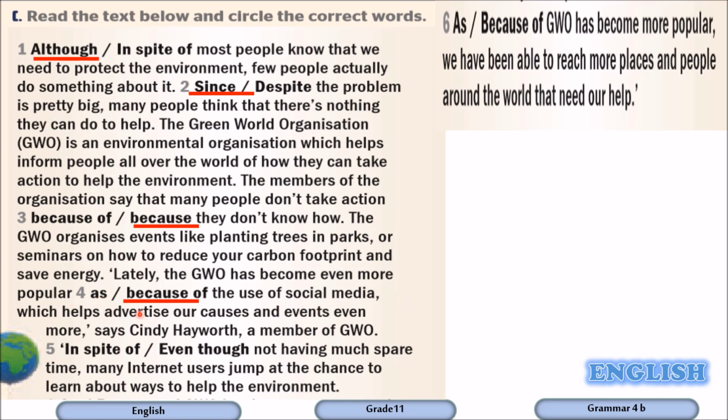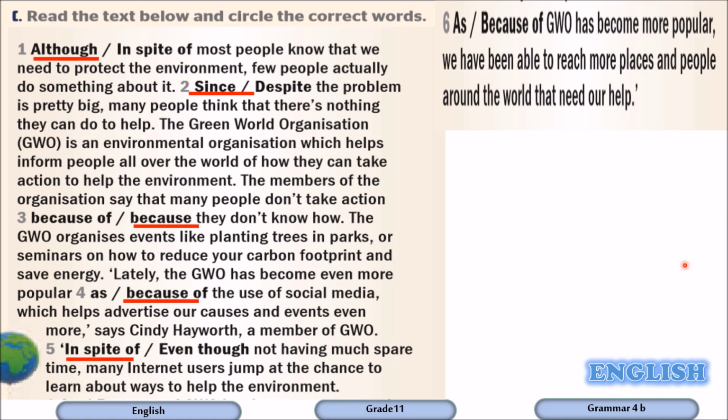So let's read the sentence. Lately, the GWO has become even more popular because of the use of social media, which helps advertise our causes and events even more, says Cindy Hayworth, a member of GWO. Let's check this now. In spite of and even though have the same meaning, but of course they have different forms. We have not having, it's an -ing form, so the answer is very good.